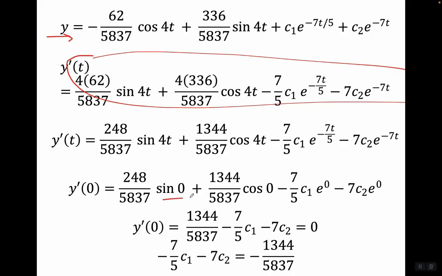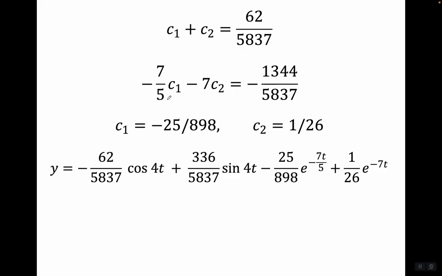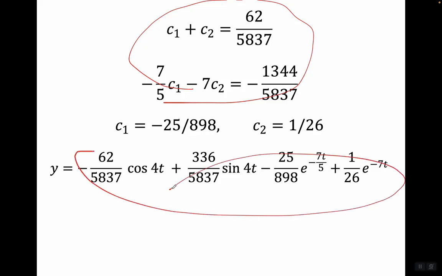Plug in 0. Again, sine 0 is 0, cosine 0 is 1, e to the 0 is 1. And we end up with 1344 over 5837 minus 7/5 c1 minus 7c2 equals 0. Move this 1344 over 5837 to the other side, and we end up with this. So we have a system of equations. The solution is c1 equals negative 25 over 898, c2 equals 1/26, and so this is our final answer. So that's the solution to the non-homogeneous initial value problem.